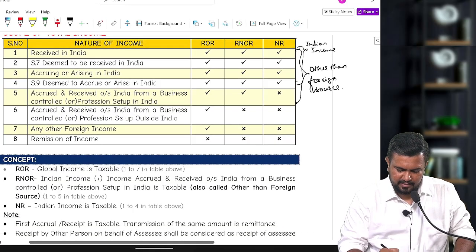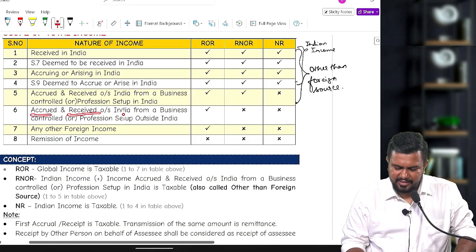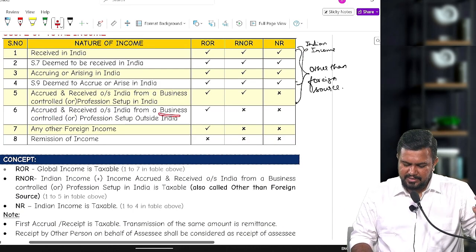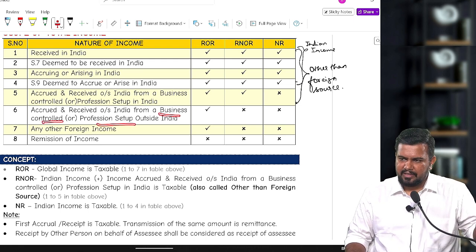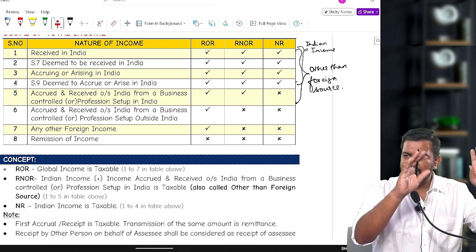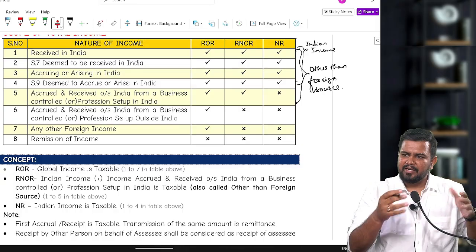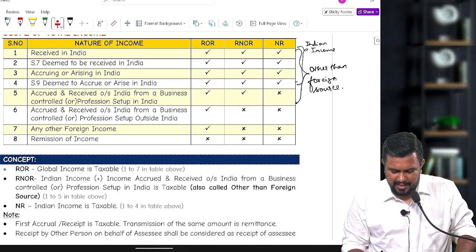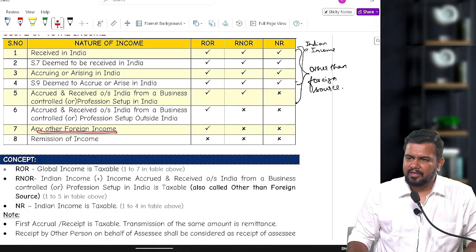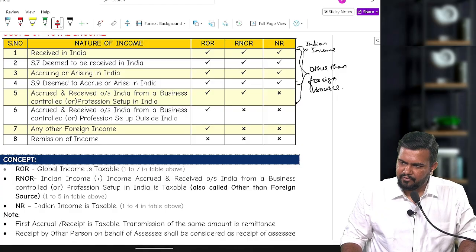Okay. Then see the next one, accrued and received outside India, and business controlled or profession set up also outside India. So it means it is foreign income only, foreign source. Fully foreign. And then the last one, any other foreign income. This is also foreign income, foreign source.